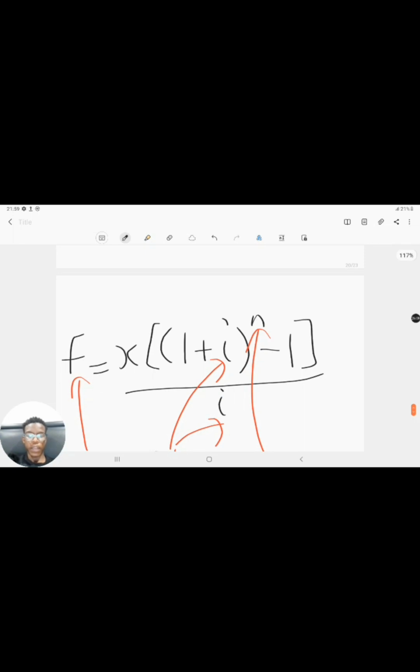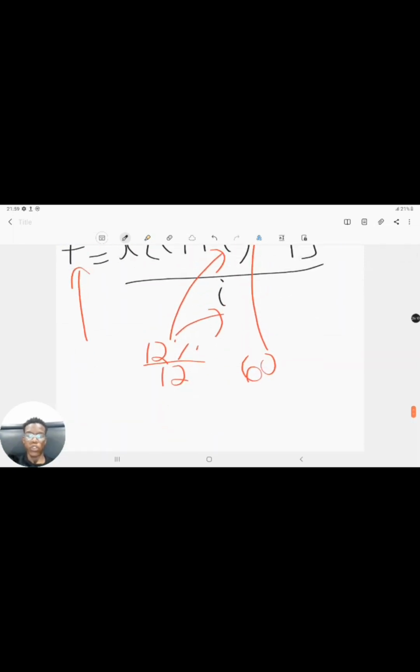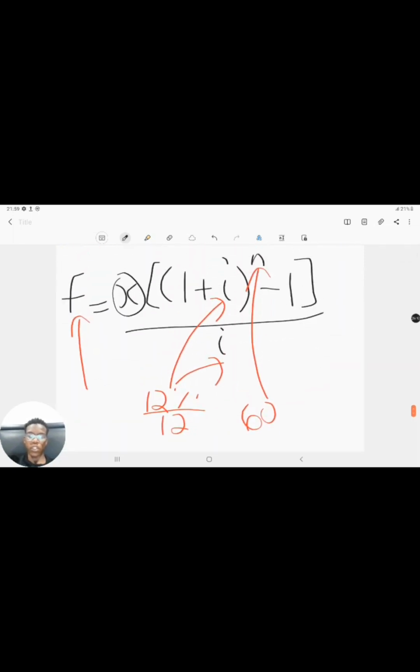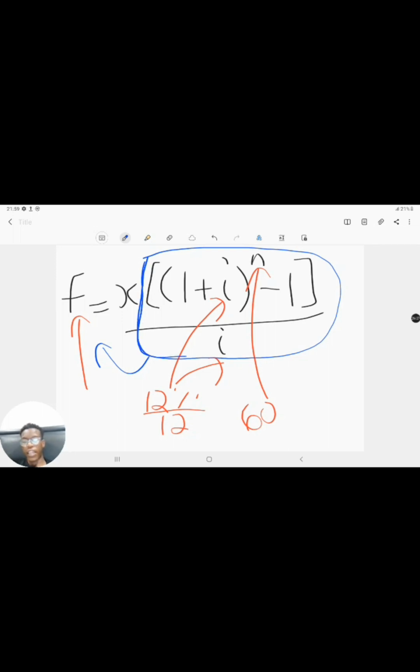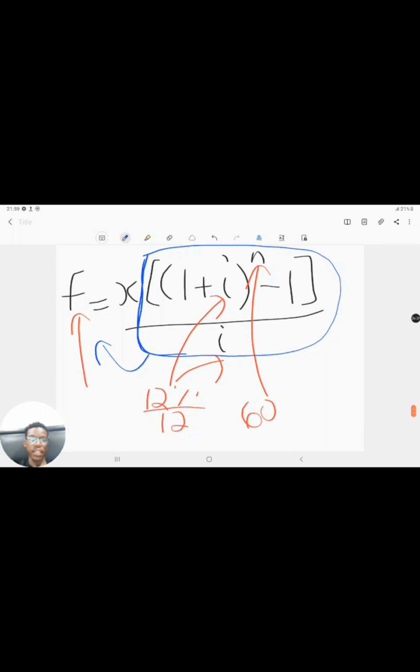What is our F? Actually, I'm just going to rearrange, because we're looking for x now. I'm just going to rearrange this equation and make x the subject of the formula. In order to do that, you take this entire thing there to the other side, and you divide f by this entire thing in blue. It's just making x the subject of the formula before you actually substitute.